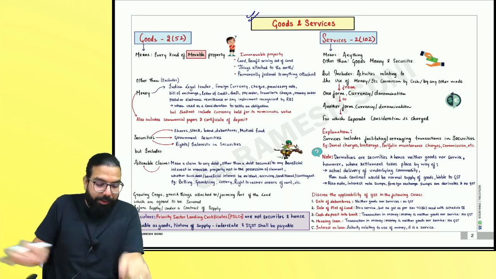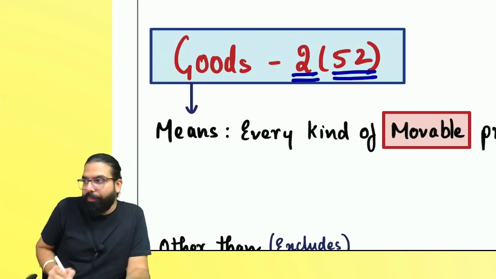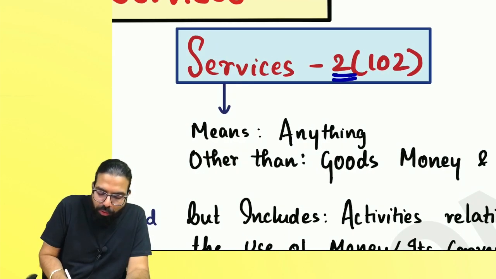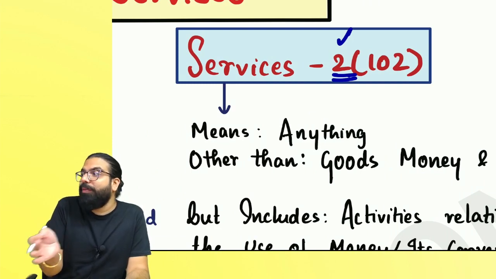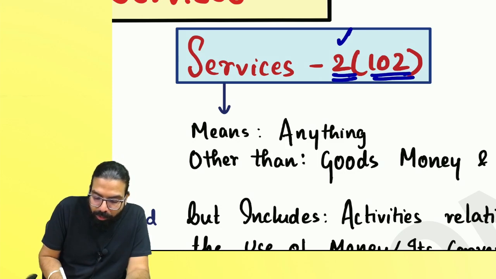Goods and services. Now, the definition of goods is given in section number 2, clause 52. And the definition of services is given in section number 2, clause 102. In section number 2, we have a lot of definitions, 121 definitions. Out of that, this is definition number 102.